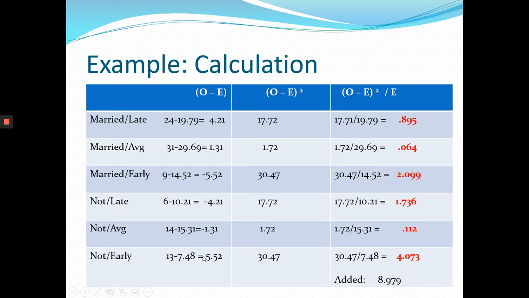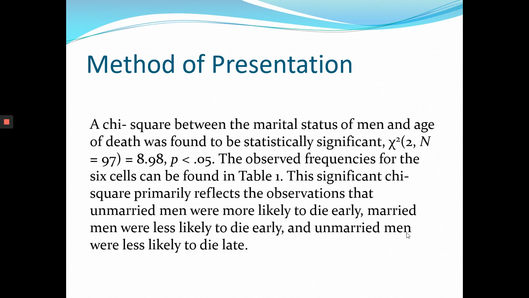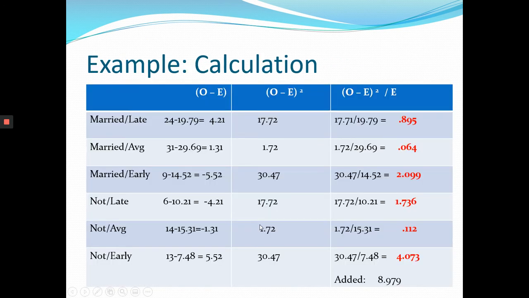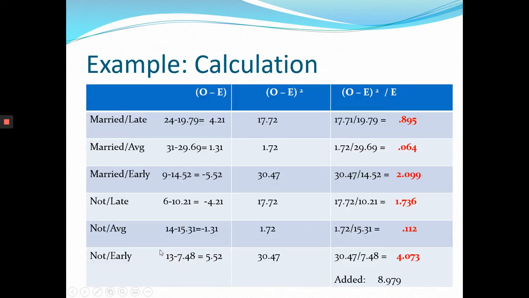Unmarried men were more likely to die early. This was the big cell here. Married men were less likely to die early. And unmarried men were less likely to die late. So these were the three things that seem to be pushing our chi-square to be significant.